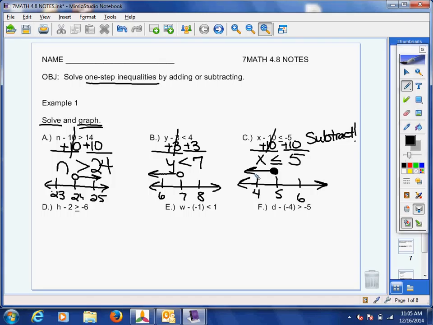h minus 2 is greater than or equal to negative 6. Add 2 to each side. That's right. Let's add 2. Okay, now Watson, I'll direct this at you just because you're taking your test today. I just want to quiz you real quick on your signs. You have a negative sign, you have a positive sign, different signs. Subtract.